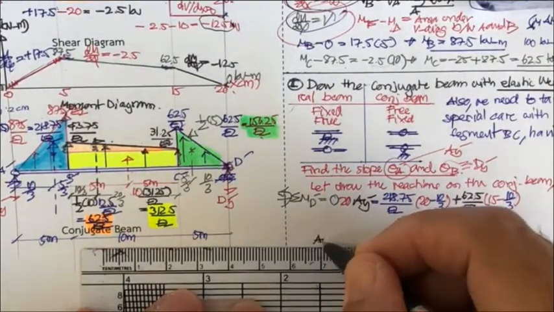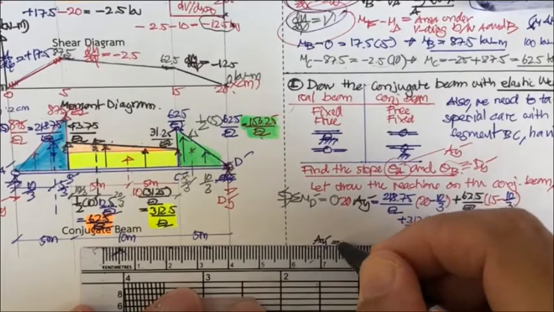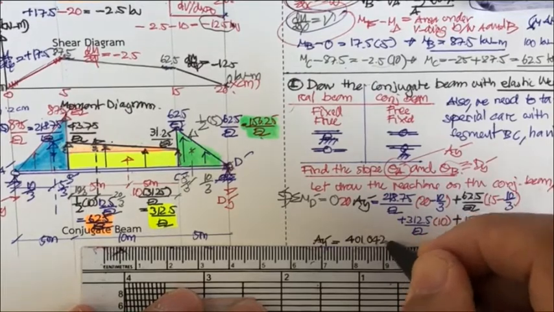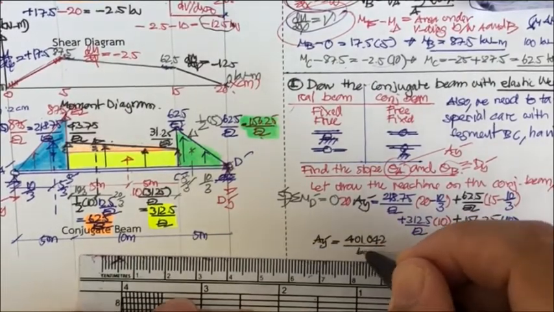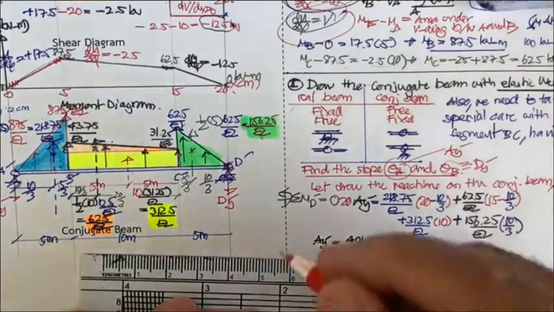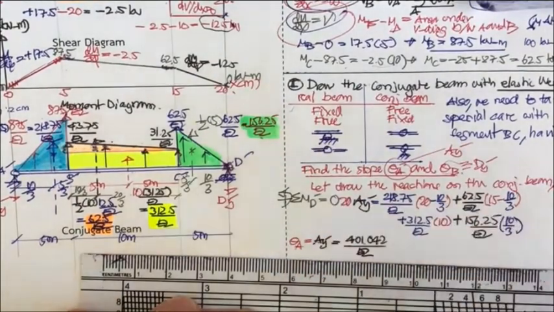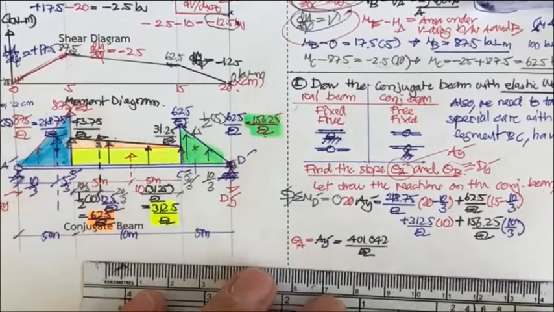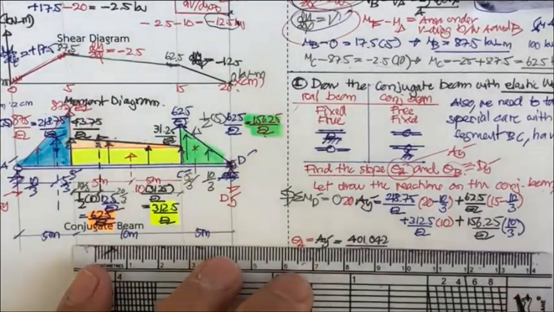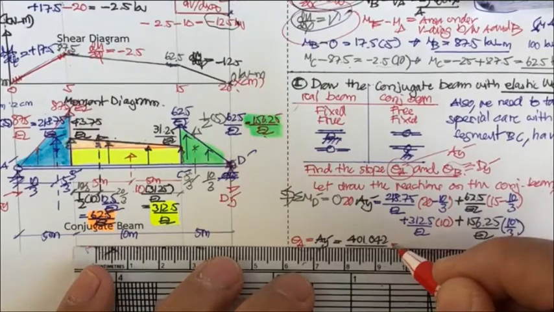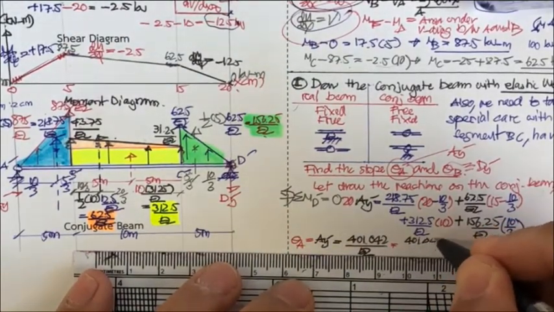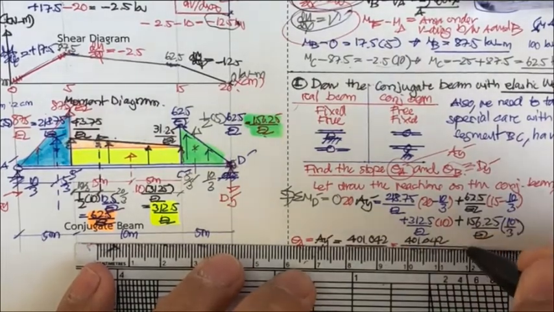A sub y prime equal to 401.042 divided by EI, and this is going to be theta sub A. Okay, and if you would like to compute the actual value of it, you just put this. That is going to be this one, 401.042, and it's going to be divided by EI.